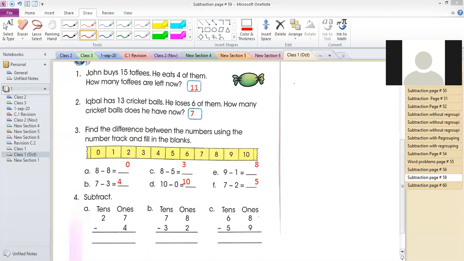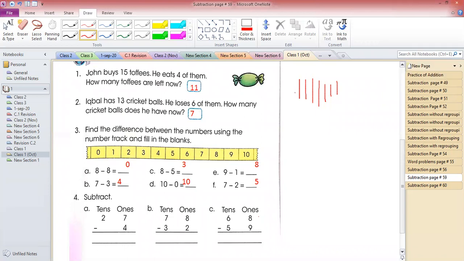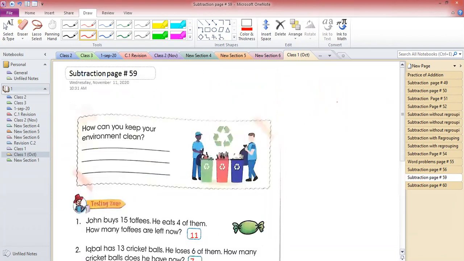3. Very good. If I draw a line, how many lines should I draw? 7. Very good. 1, 2, 3, 4, 5, 6, 7. How many lines? Why 8? I should draw only 7. Okay, I need to minus 4, so I will cut how many lines? 4. 1, 2, 3, 4. How many lines are left? 1, 2, and 3. So 7 minus 4 is equals to 3. So I will write here 3.